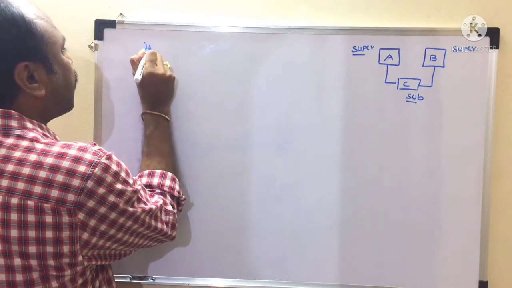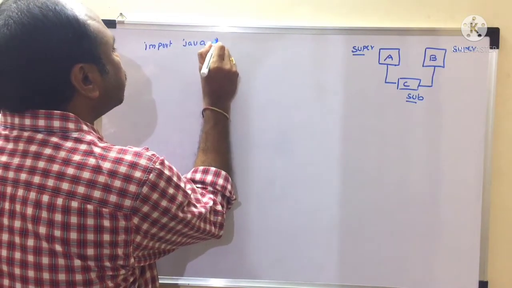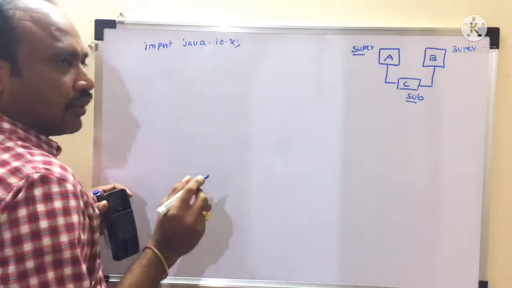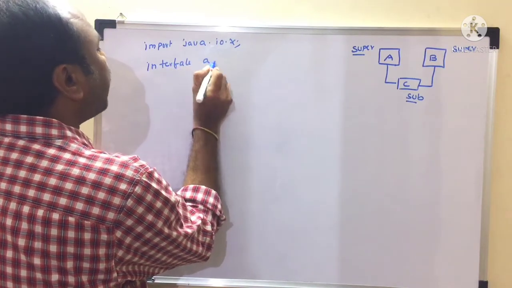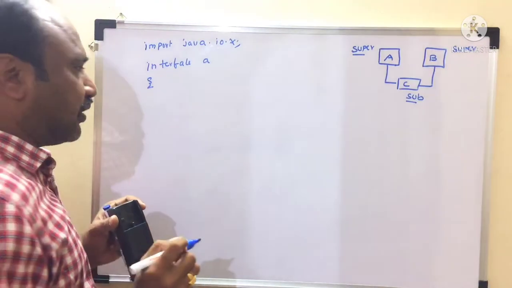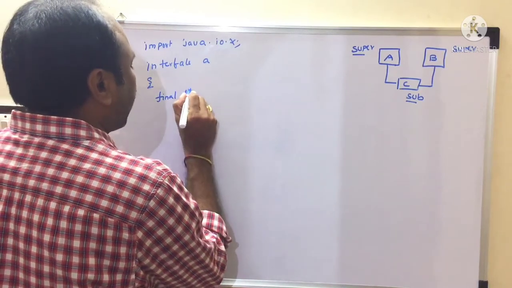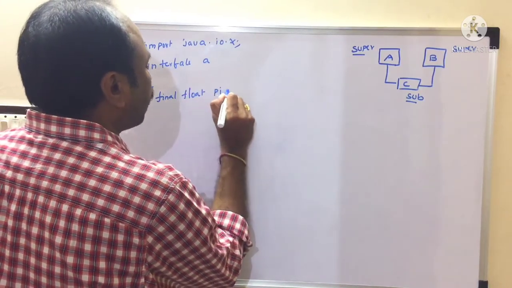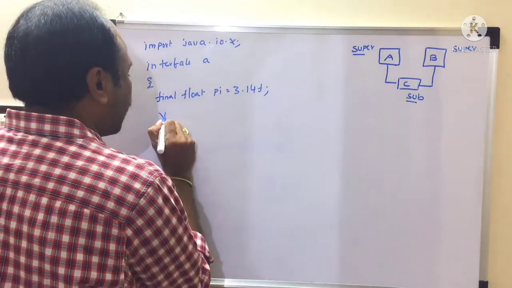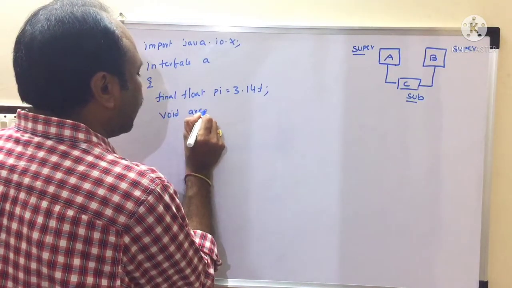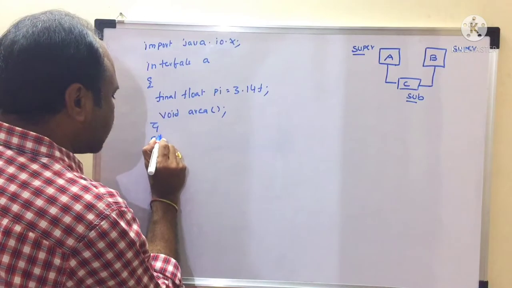Okay, as usual, we are writing the program. We have to write import java.io.*. Next, I am taking interface A. Already explained, an interface contains what? Constant values and abstract methods. So, I am taking one constant value, that is the pi value, final float pi equal to 3.14f. It is having an abstract method. What is an abstract method? It is not having any body. Simple declaration.